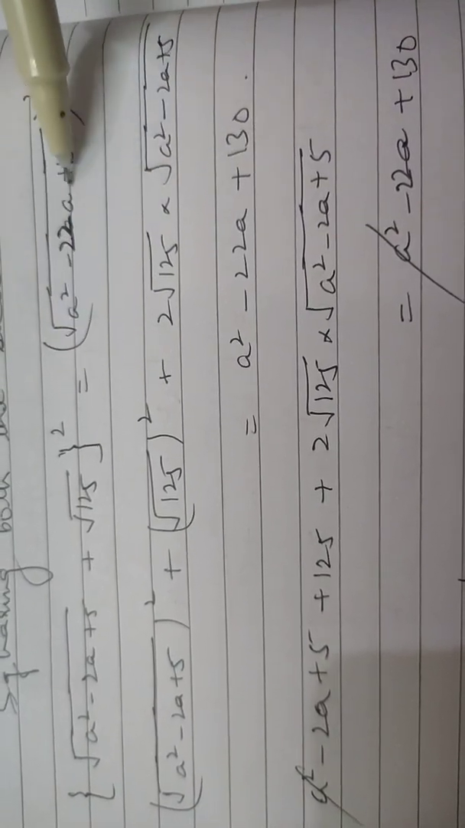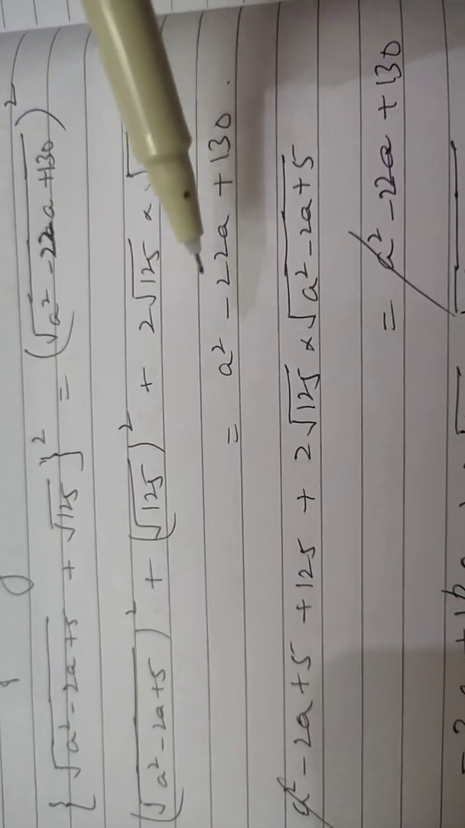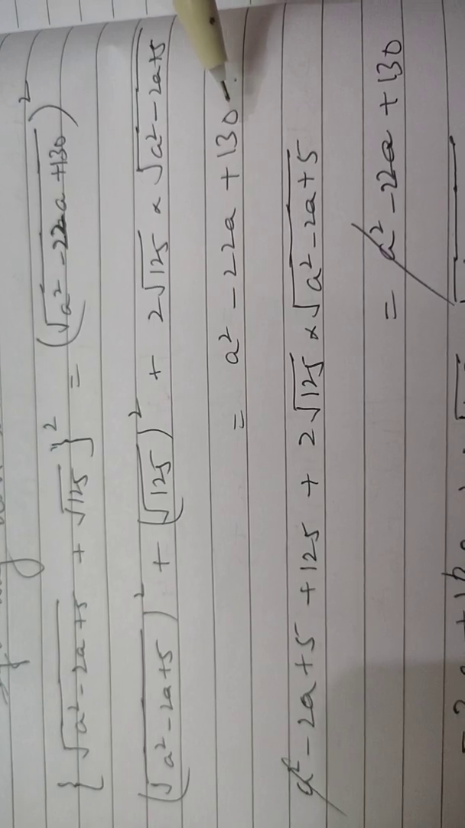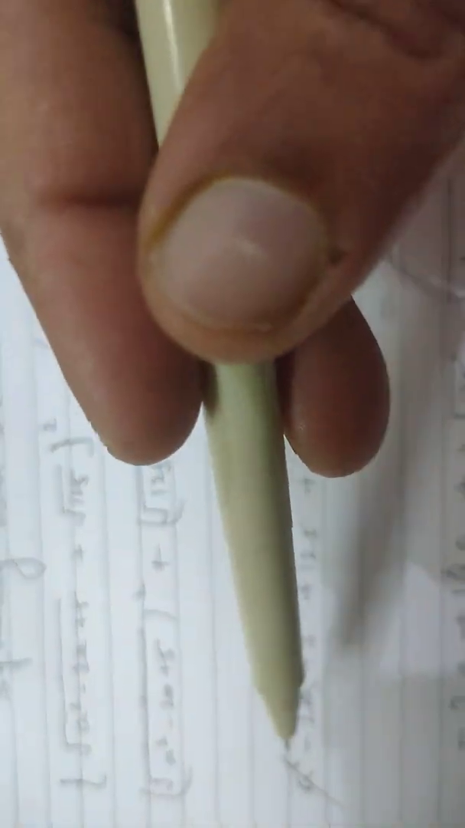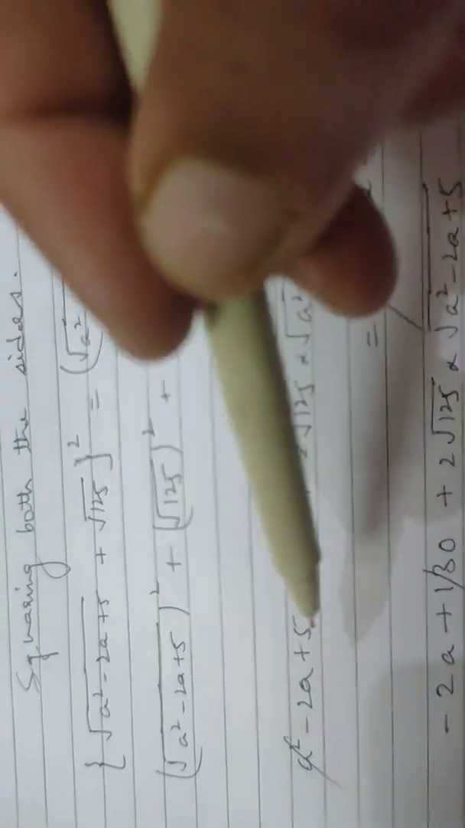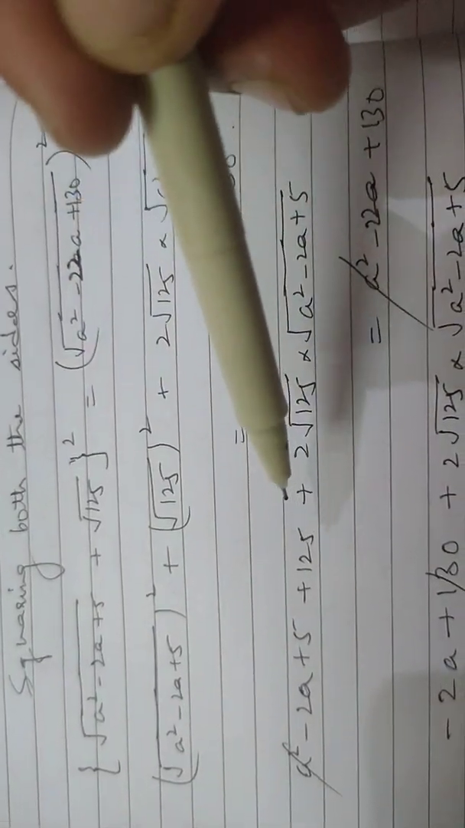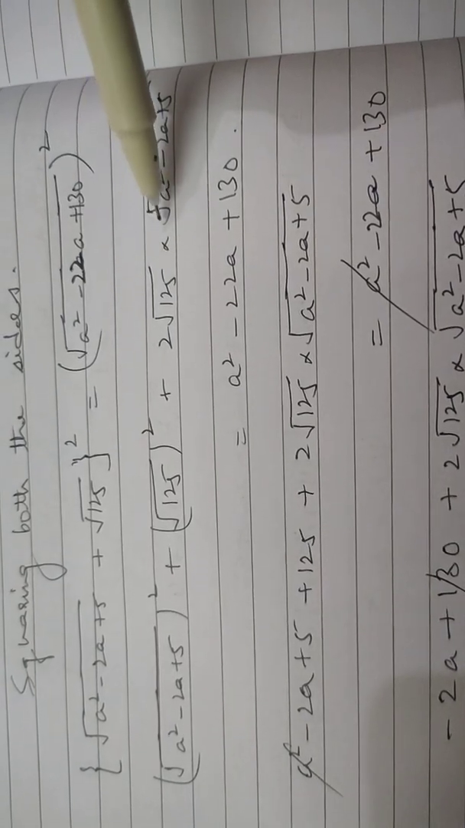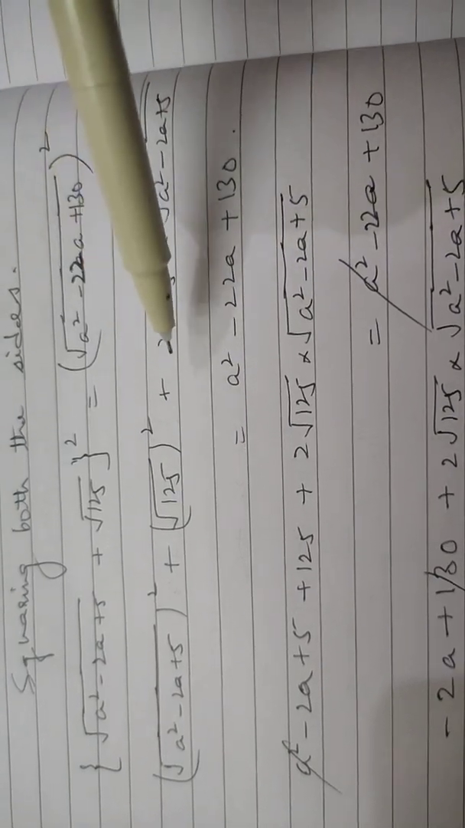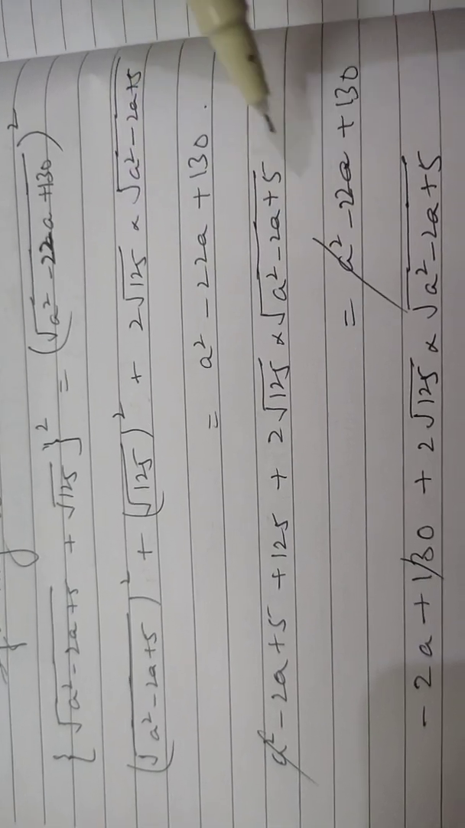Then after the equal to sign, because it was given (under root a square minus 22a plus 130) whole square, the square root sign will be removed and it will be a square minus 22a plus 130. Now on squaring this part, it will give us the value as a square minus 2a plus 5. That means this entire quantity will be free from the root sign, and (under root 125) square will give us the value as plus 125, plus 2 into root 125 into root a square minus 2a plus 5 will be written as it is. This is actually the previous term 2 into a into b, which will be followed as it is, equal to a square minus 22a plus 130.